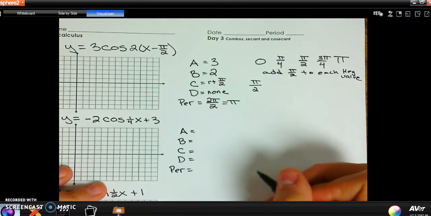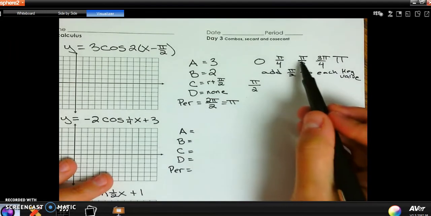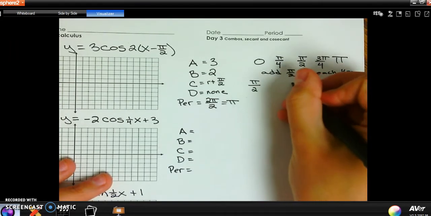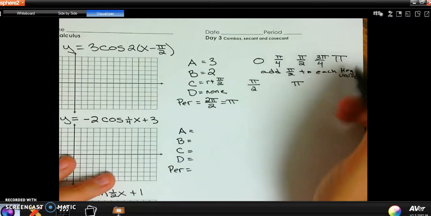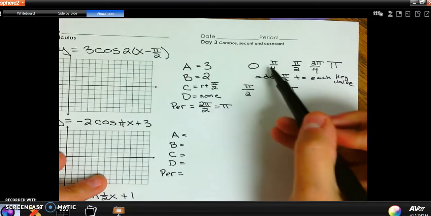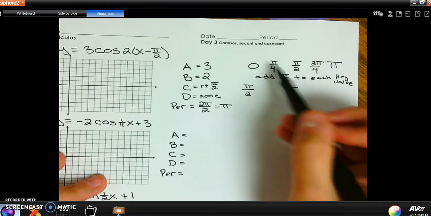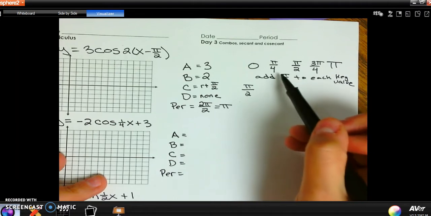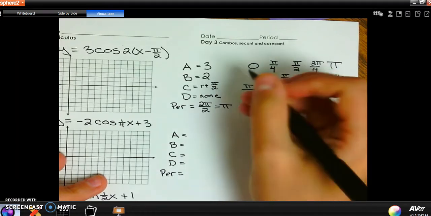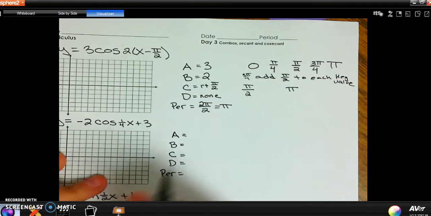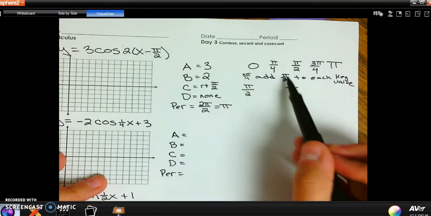Now the other one that's easy to add to is pi over 2, because pi over 2 plus pi over 2 is pi. And then you can do the end as well, and then you can find the averages, or you could just add it to each one. So here you'd need to get a common denominator. I would think of this pi over 2 as 2 pi over 4, which reduces to pi over 2.